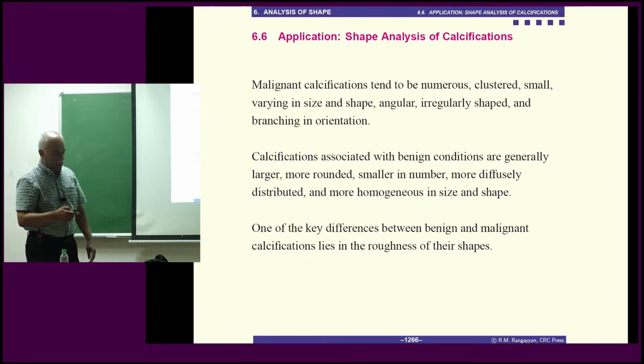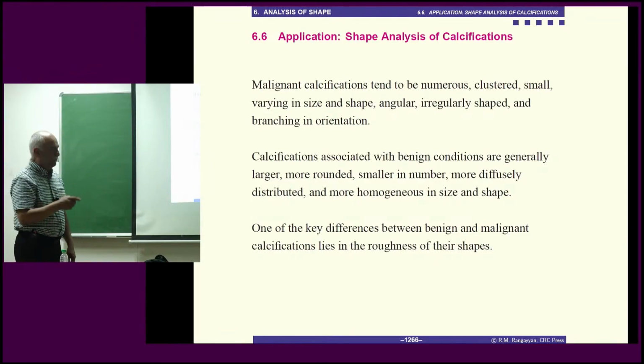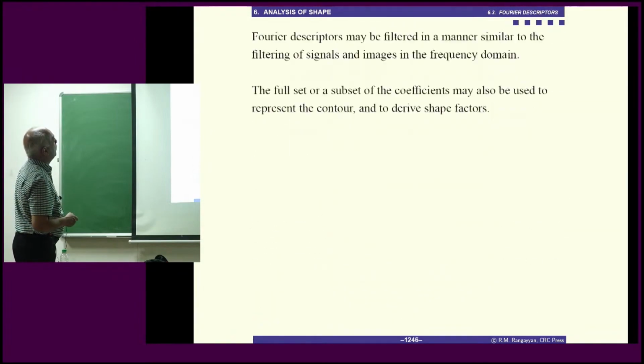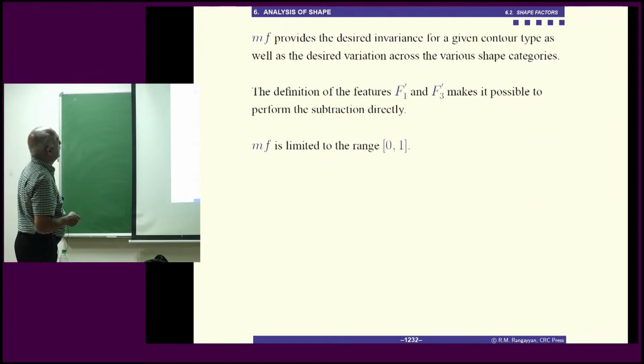So let me show some results. That's simply the procedure. I think I already showed the Fourier factor in that table. I'll go back and show that.